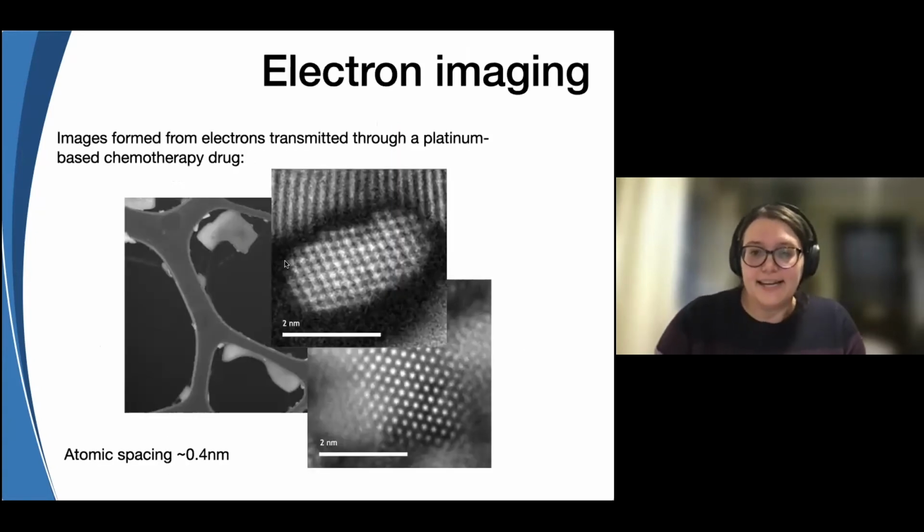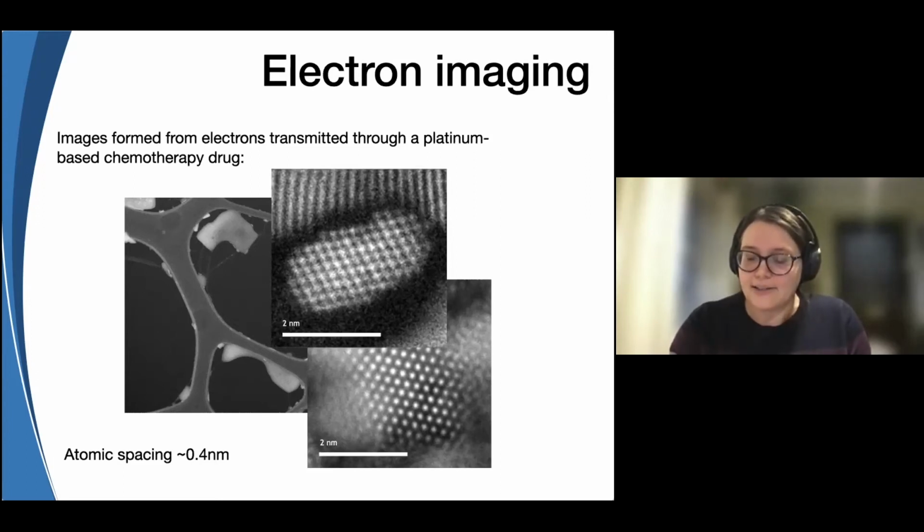So this is an example then of the kind of images that you can get out of an electron microscope. In this case, these are images taken from a platinum-based chemotherapy drug called cisplatin, dispersed onto one of those TEM grids that I was talking about. And when you zoom in, and you can see the scale bar on the images on the right-hand side is 2 nanometers, you can see these regular arrangements of dots, right?